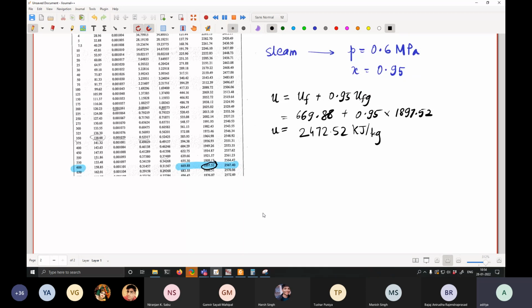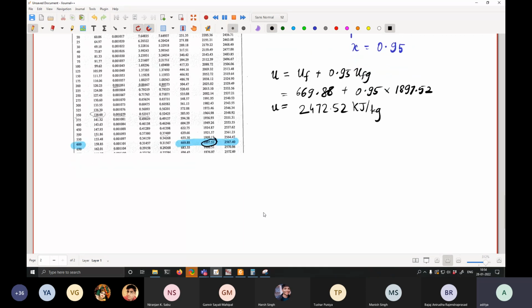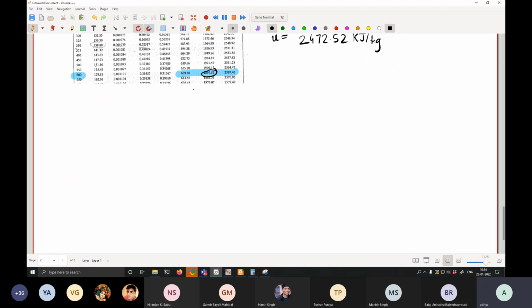Okay, so let's do another problem to drive home the message. So the question is to find out for steam, we must find out all the missing properties. So question 1, temperature is 300 degrees Celsius and the internal energy is 2780 kilojoule per kg. So we must find out all the other missing quantities.